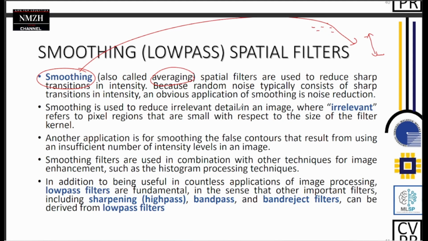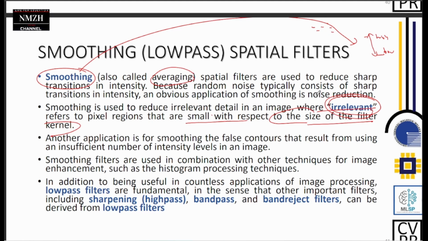Because it averages the high and the low values, we get an average intensity pixel value after we apply the spatial filtering. Okay, so smoothing is used to reduce irrelevant details, where irrelevant means small with respect to the size of the filter kernel. Sometimes details are not relevant when we compare them to the size of the filter kernel, right?